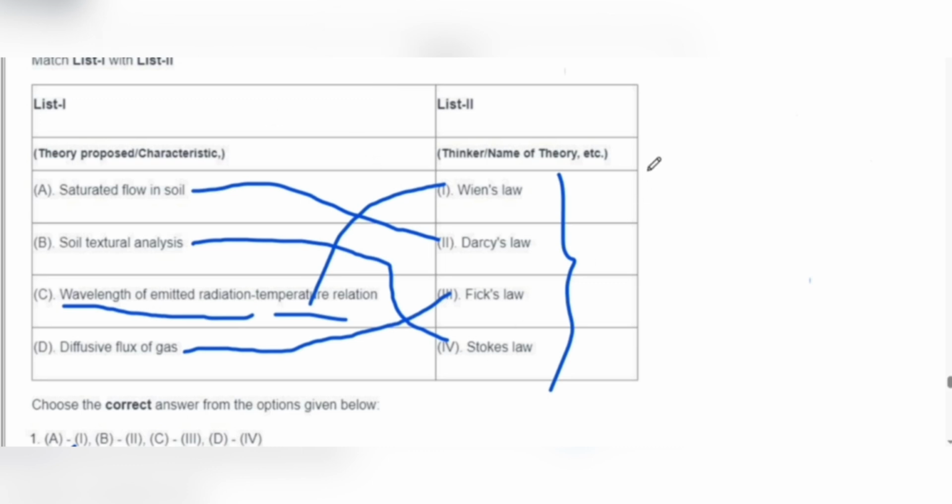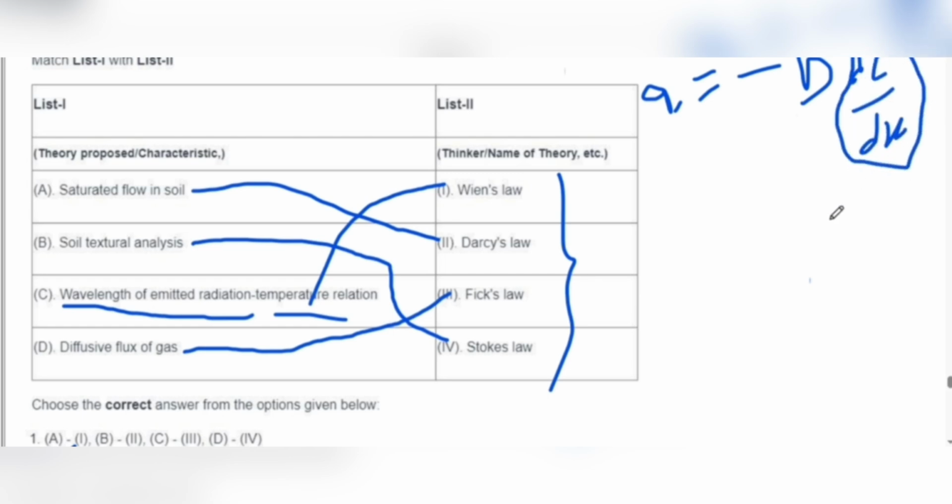And coming to Fick's law, it is also the same. It gives the diffusive flux of gas, which is equal to minus D dc/dx, where dc/dx is the concentration gradient and D is the diffusion constant, also called the coefficient of diffusion.